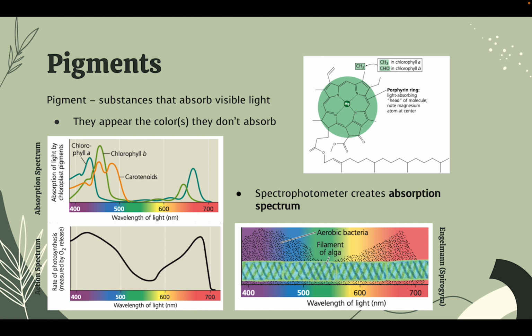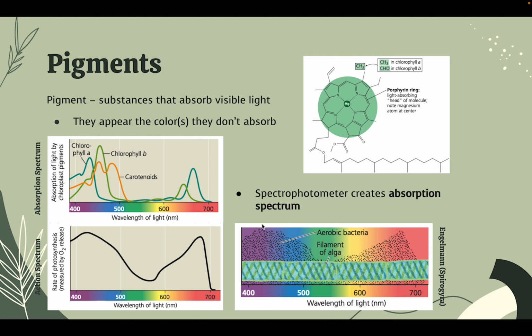But Engelmann, who was a scientist, did an experiment with spirogyra where he essentially, without the technology we have today, made a pretty good action spectrum. What he did was put a filament of algae here, and then he created a scattered spectrum of light. I think he used a prism.